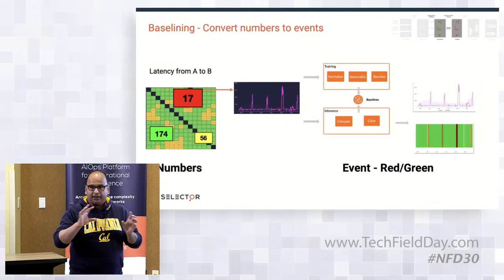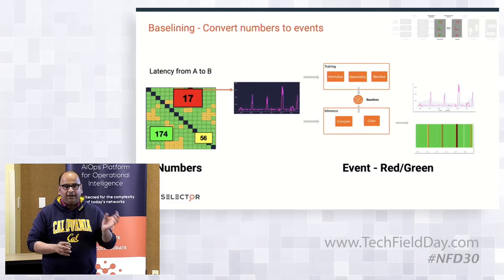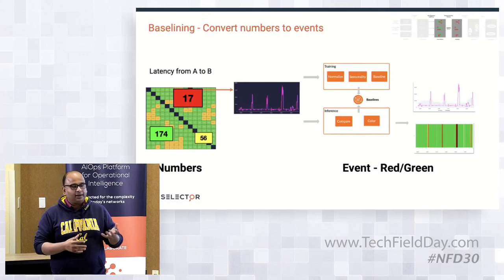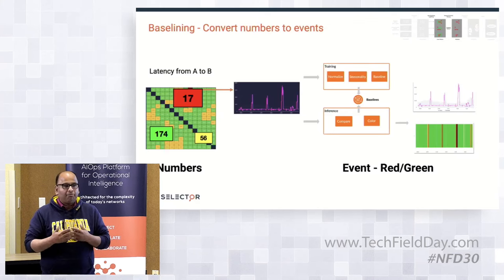So let's see how we do the metrics and the log stuff. This is the metrics pipeline. How do we go from numbers into a color? On the left you have these numbers, and this chart that I'm showing is a latency chart as a data set. Latency is from point X to point Y, and these latencies have different numbers. And then we have to convert these numbers into good numbers or bad numbers, right?